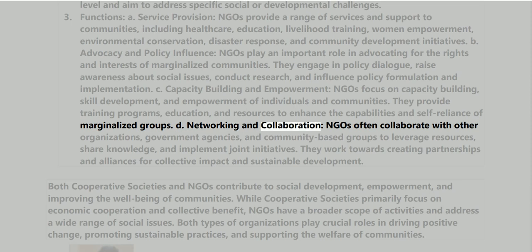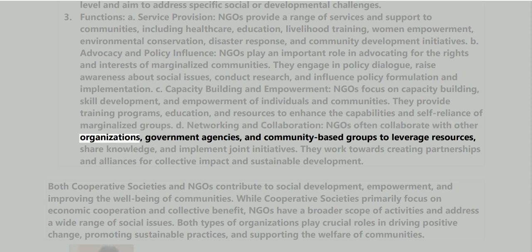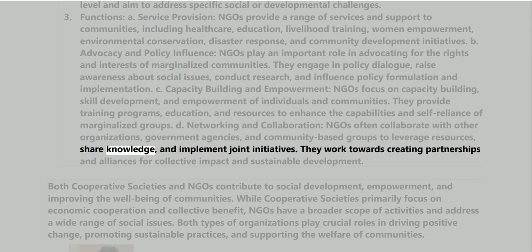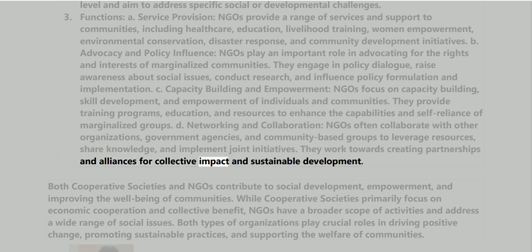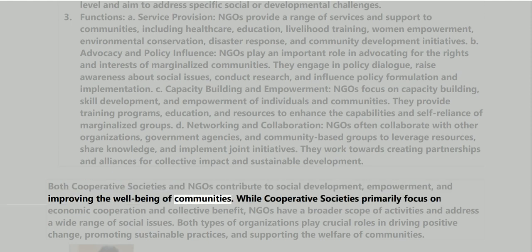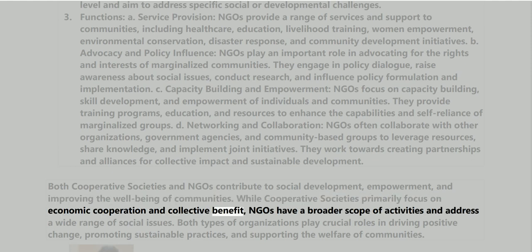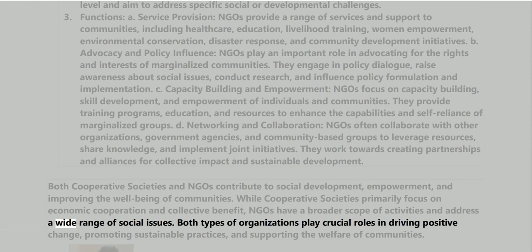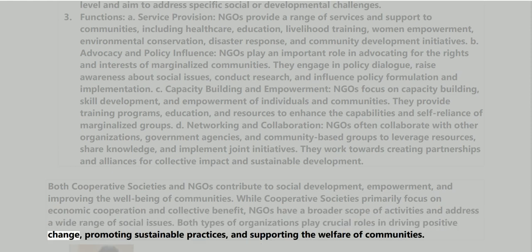D. Networking and collaboration. NGOs often collaborate with other organizations, government agencies, and community-based groups to leverage resources, share knowledge, and implement joint initiatives. They work towards creating partnerships and alliances for collective impact and sustainable development. Both cooperative societies and NGOs contribute to social development, empowerment, and improving the well-being of communities. While cooperative societies primarily focus on economic cooperation and collective benefit, NGOs have a broader scope of activities and address a wide range of social issues. Both types of organizations play crucial roles in driving positive change, promoting sustainable practices, and supporting the welfare of communities.